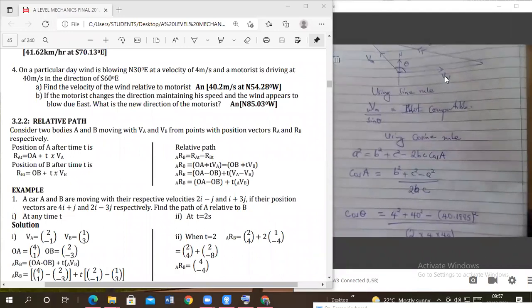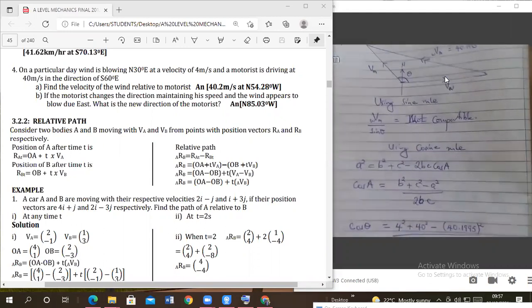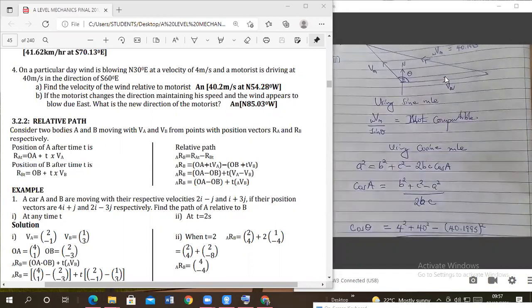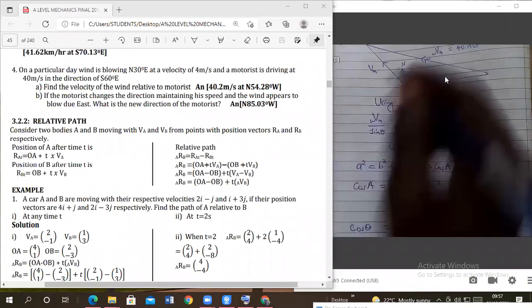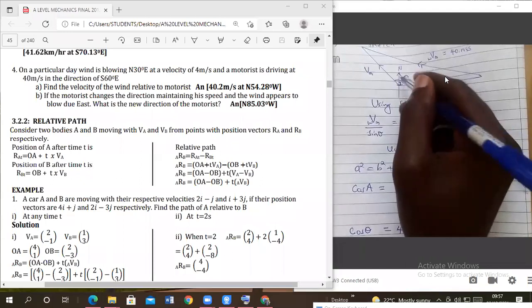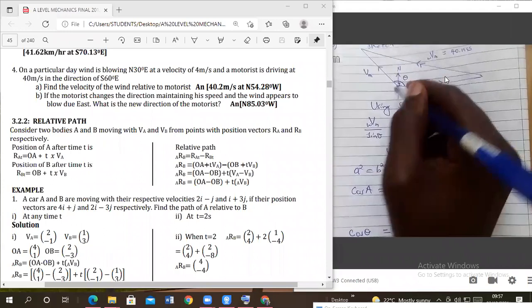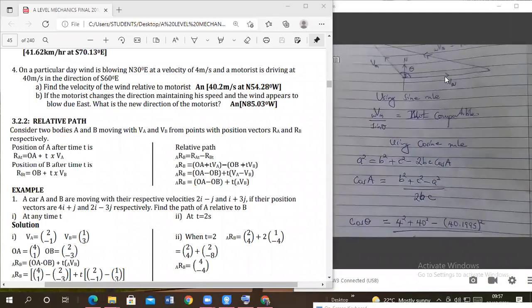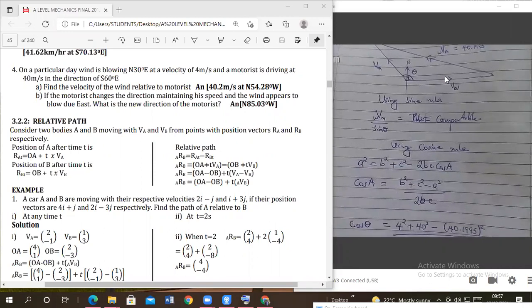Let's check. That answer does not make sense, remember. Because first of all, this one already is 90 degrees. We got 89.99, but it does not make sense. Why? Because this one is already 90 degrees. It should be more than 90 degrees. It should be more than that.